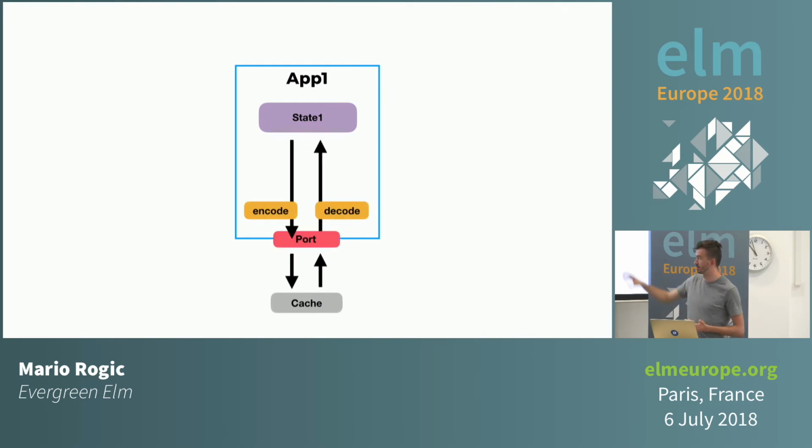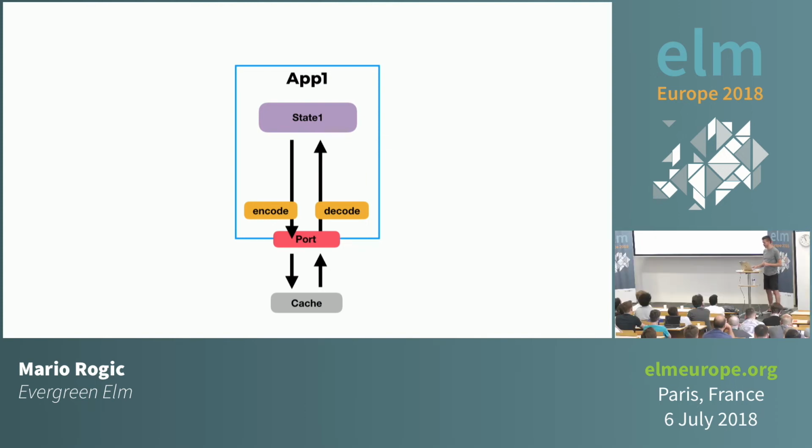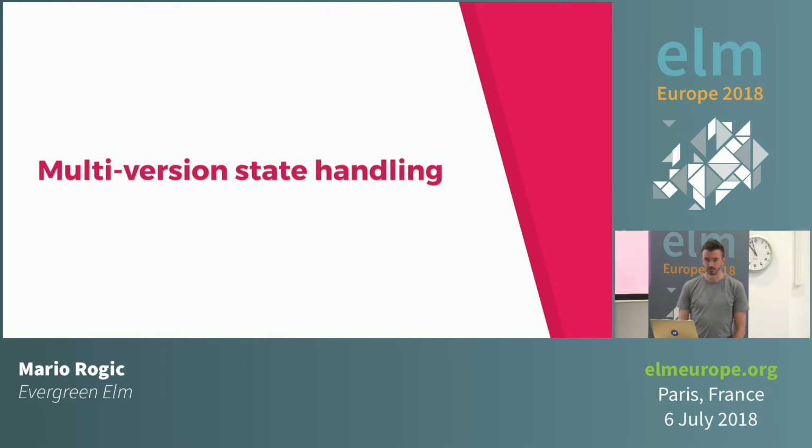But in any case, the expansion is exactly the same. We still have our encoder and a decoder, except this time it's coming back to our own application. So again, that was nice and almost trivially free to add because of Elm's architecture. Then my favorite one, multi-version state handling.